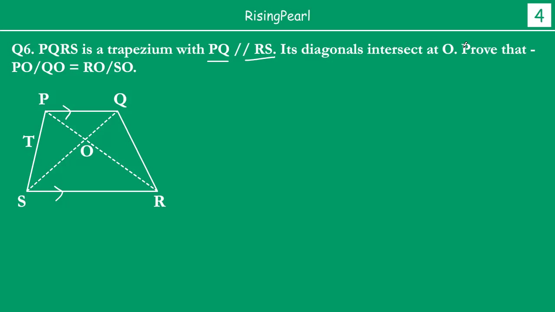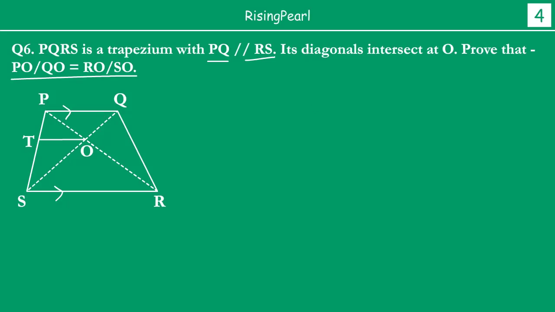Then its diagonals intersect at O. That means we need to join the diagonals S and Q and P and R, and they intersect at O. We have to prove, let's see now, look at what we have to prove. PO by QO is equal to RO by SO. So this ratio that we have to prove is all about the diagonals. So how do we solve this question?